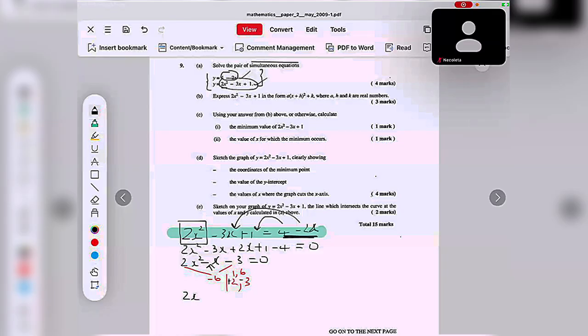So 2x squared, we're going to have plus 2x minus 3x minus 3 equals 0. All right, lovely. So now we're going to put them into groups of 2. Here, and here, and here, and here.